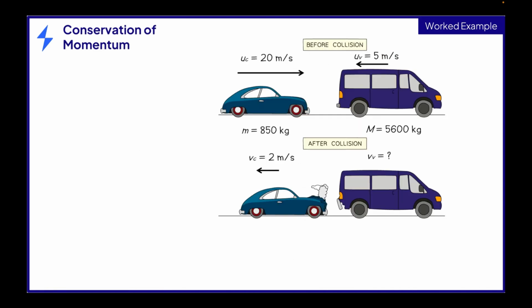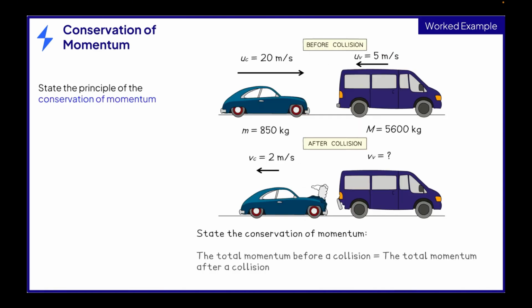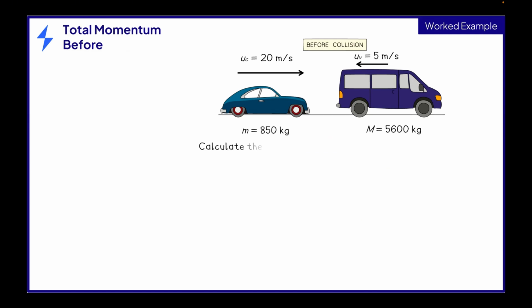The first step in answering this question is to state the conservation of momentum for 1 mark. Now let's calculate the total momentum before the collision. Momentum is equal to mass times velocity. For the car, this is 850 times 20, which equals 17,000 kilograms meters per second.